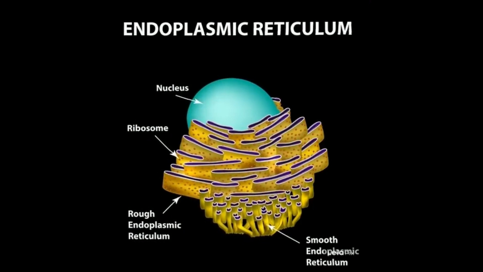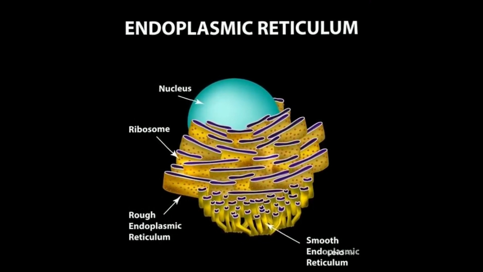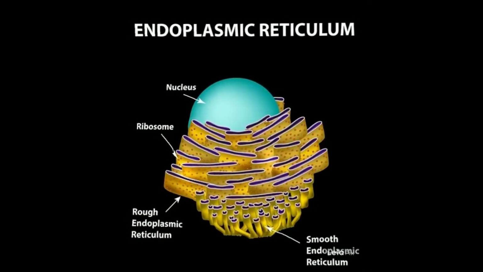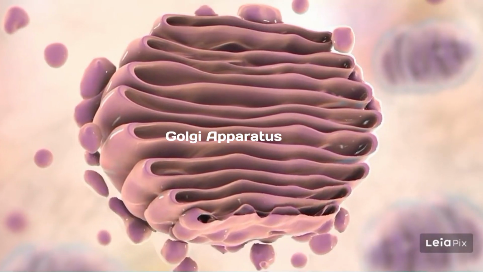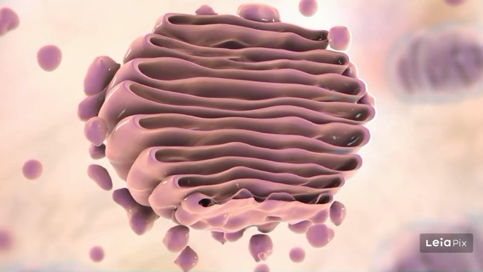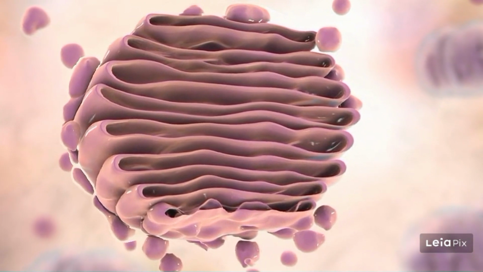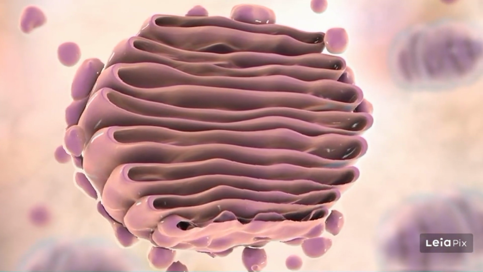The ER then sends the proteins and other molecules to the post office of the cell called the Golgi apparatus. Moreover, the Golgi apparatus receives the molecules from the ER, sorts them, packages them into small bubbles called vesicles, and sends them to their destinations.